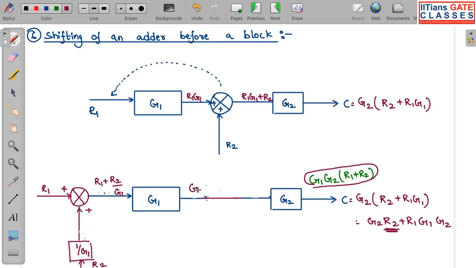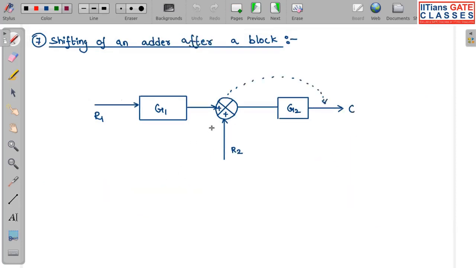Over here this will be G1 into R1 plus R2 by G1, and over here this will be G1 G2 into R1 plus R2 by G1, which is the same as before. So whatever I have done, I haven't disturbed the output. Like this, you shift an adder before and after a block. So whenever you take an adder before a block, in the path to which your input is given, you introduce one gain, which is the inverse of the block behind which you have taken the adder.